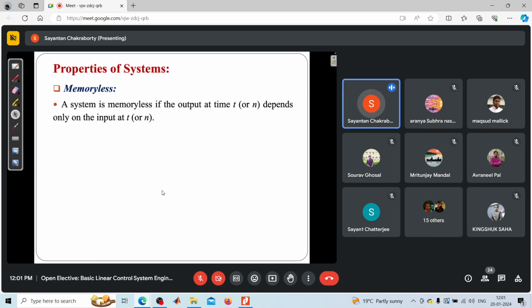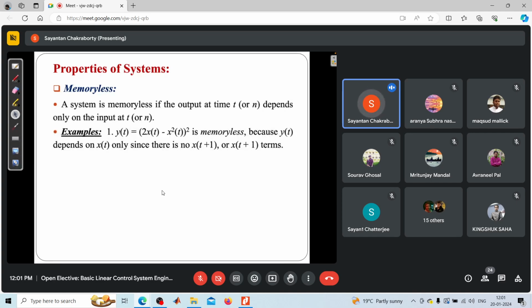On the other hand, if the output at a particular instant is not only a function of input at that instant, but also a function of the output or the input at previous instances of time, then we call the system to have memory. A simple example: see, this system is a memoryless system because at any instant t, that output y(t) is a function of input at that instant only. So it's a memoryless system.